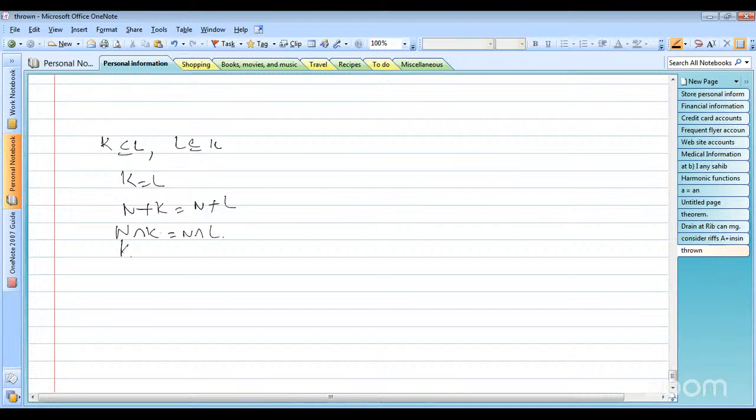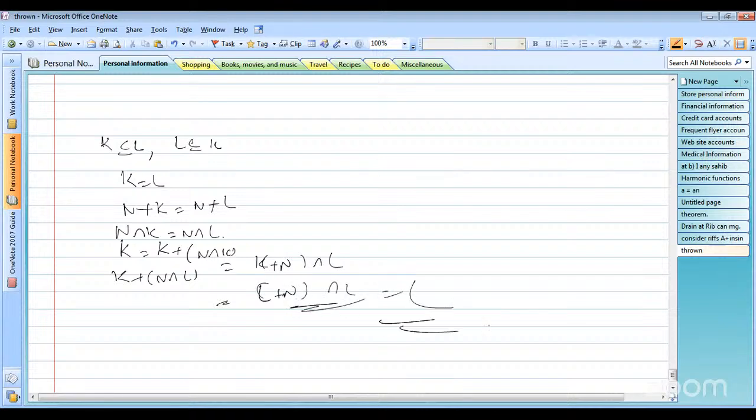So then we have K is equal to K plus N intersection K, so K plus N intersection L we are writing here. So K plus N intersection L, that is equal to L we are taking here. Then another small one here.